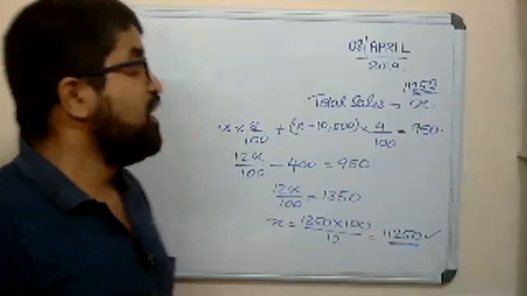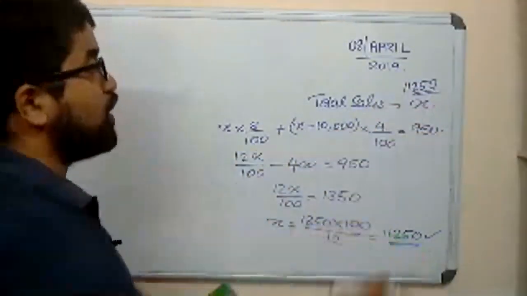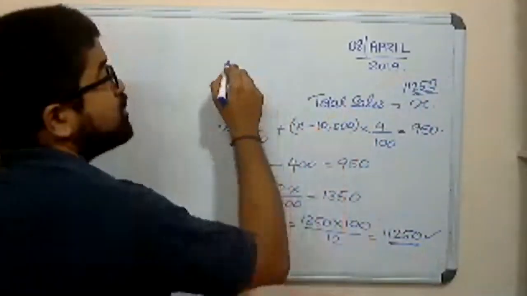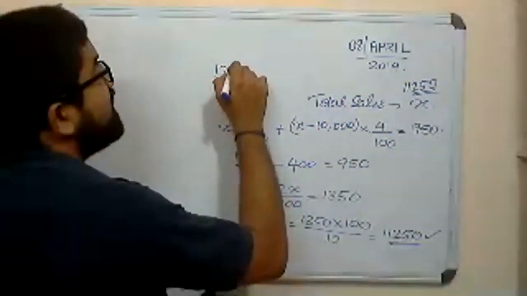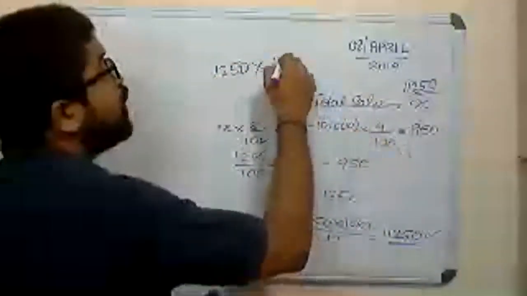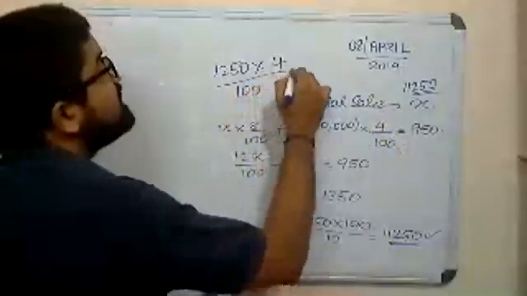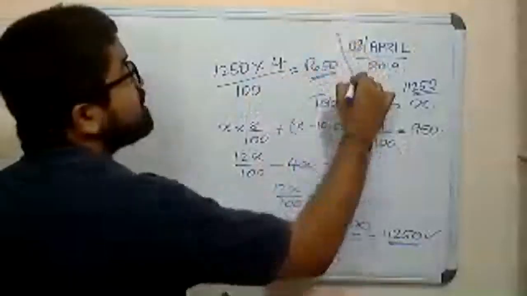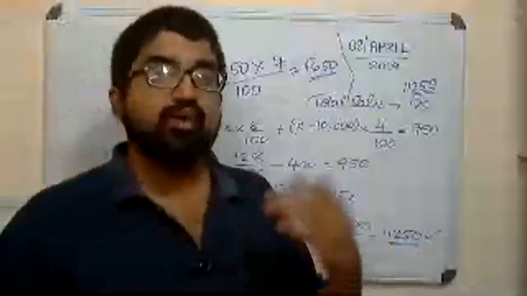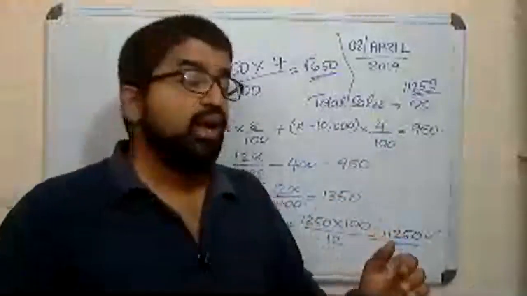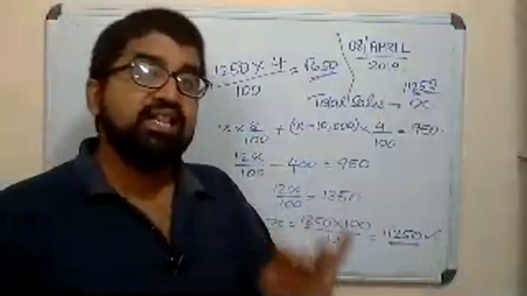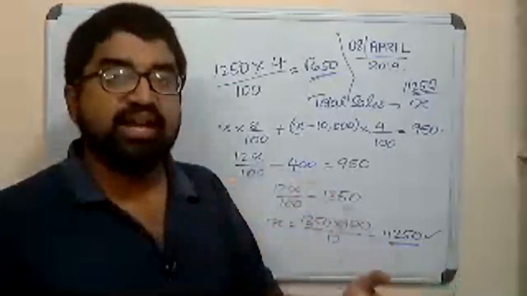The bonus that he received, the bonus he gets for 11,250 minus 10,000, that value comes to 1,250. 1,250 into 4 upon 100, and this value comes to rupees 50. So for this particular question, the bonus amount comes to rupees 50. The total amount that he gets as commission other than this bonus comes to 900.